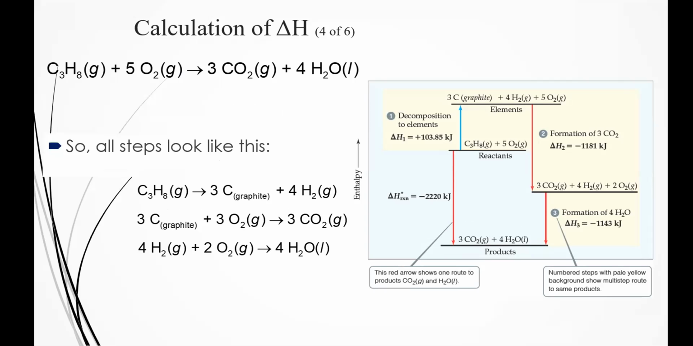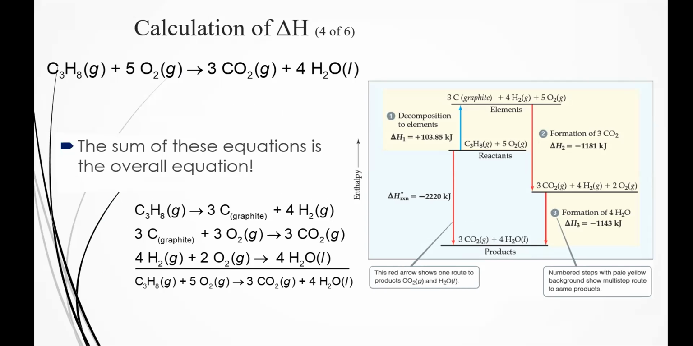And so overall, it kind of looked like this. We had step 1 where we broke apart our C3H8 into its elements. We had step 2 where we took those new elements and turned them into our product. We had step 3 where we then made our water. And so the sum of all of these equations, right, our C3H8 is on that side, our 3 carbons, our 4 hydrogens, our 5 oxygens all get added up. And so you can see how this works out. Our overall reaction looks exactly like the one that we were looking for up here.